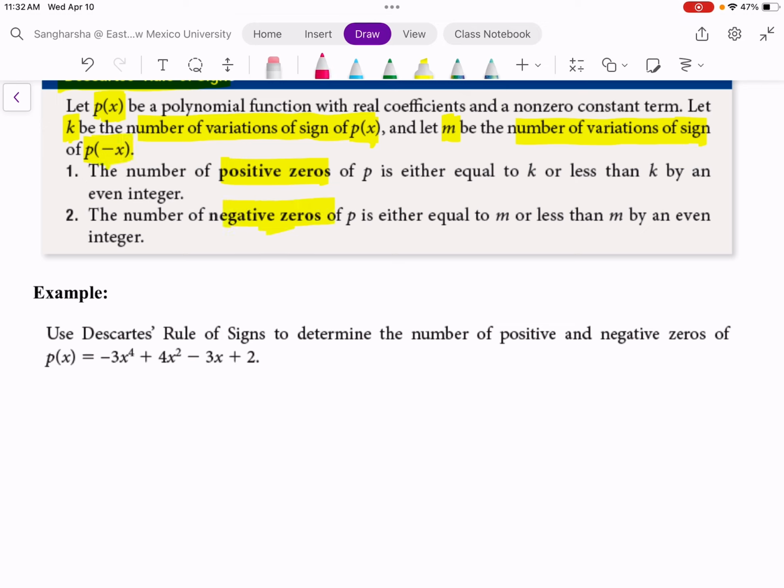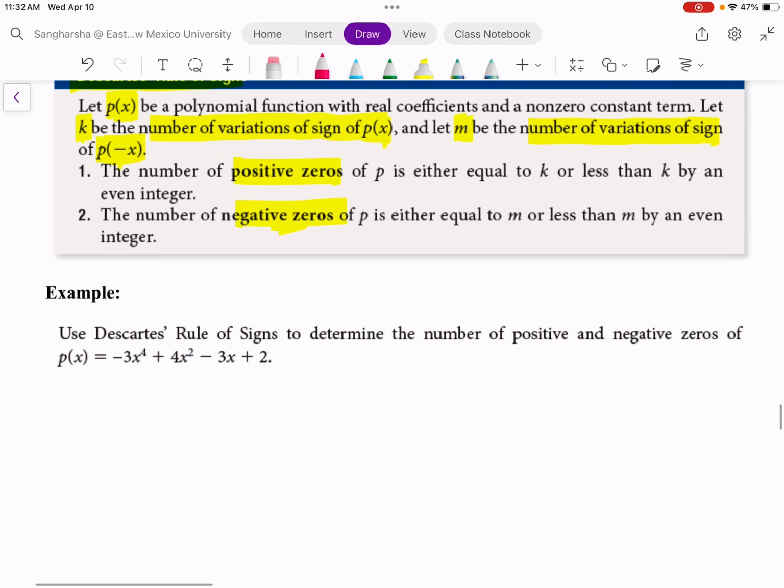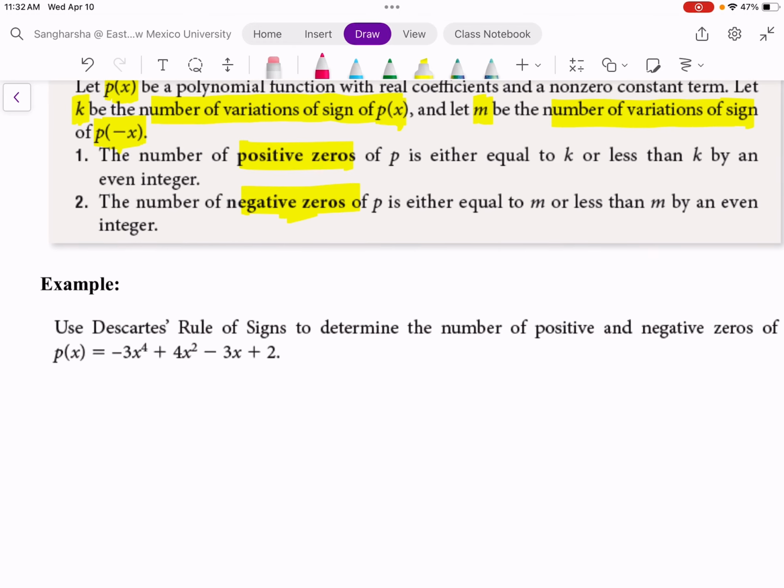Now we have here p of x. How many variations of sign do we have in p of x? So this is our p of x. We have a negative sign for the first term, then a positive sign here, then a negative sign here and a positive sign here. So we have 1, 2, 3 variations.